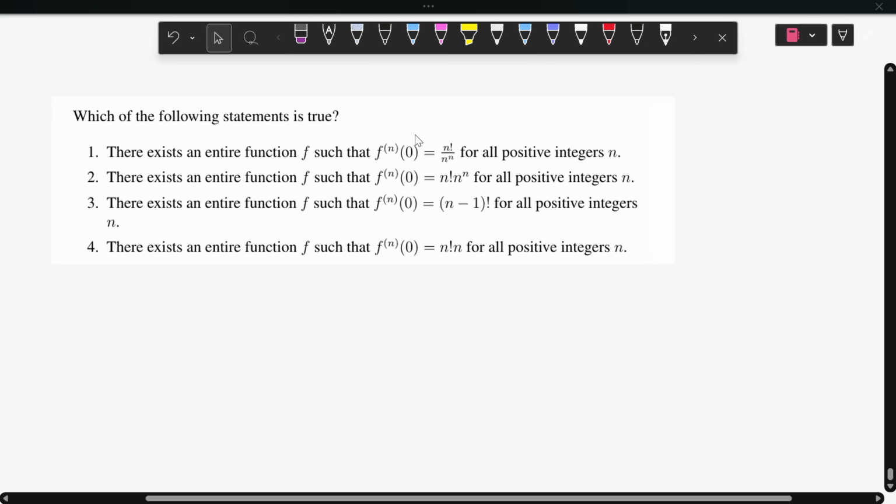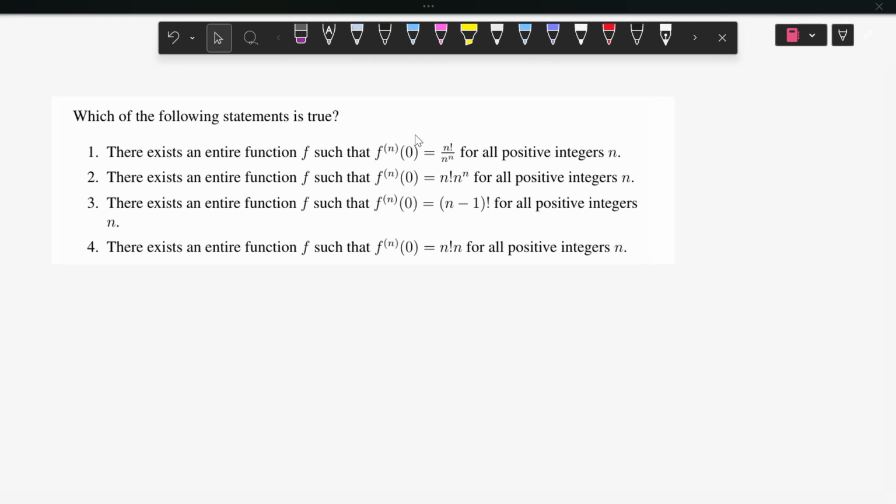Now this question is saying that which of the following statements is true. So statement 1 is: there exists an entire function f such that f^n(0) is equal to n factorial by n to the power n for all positive integers n. There exists an entire function f such that f^n(0) is equal to n factorial whole to the power n to the power n for all positive integers n. And there is an entire function f such that this. So इसमें हमें correct option mark करना होगा.